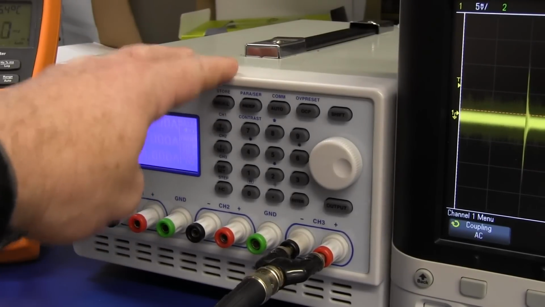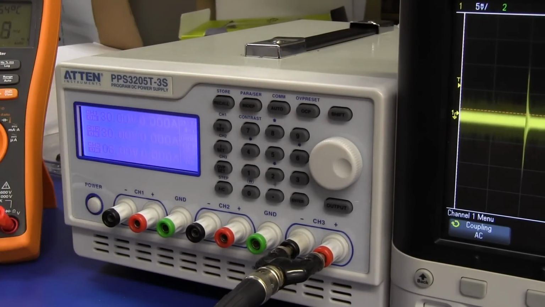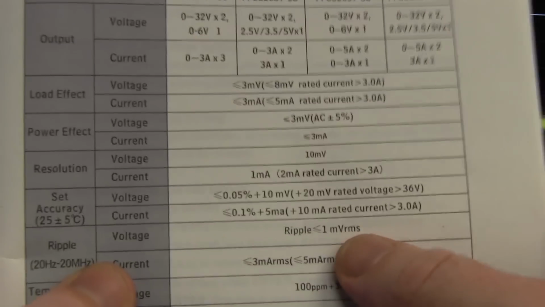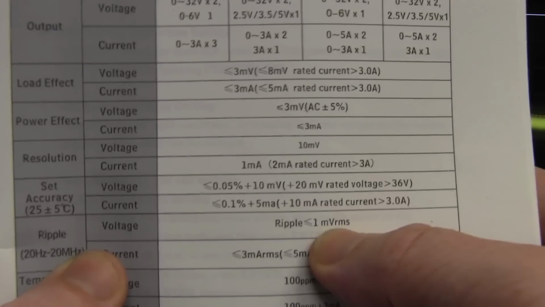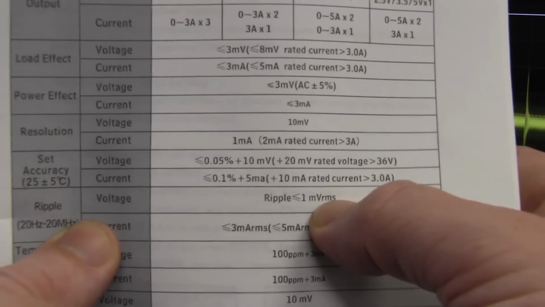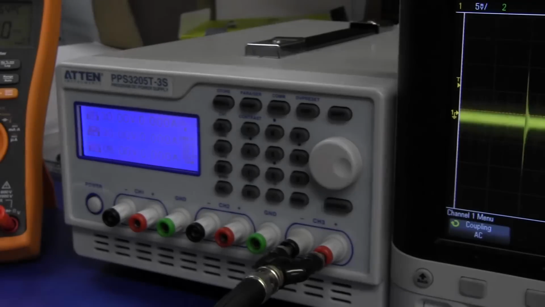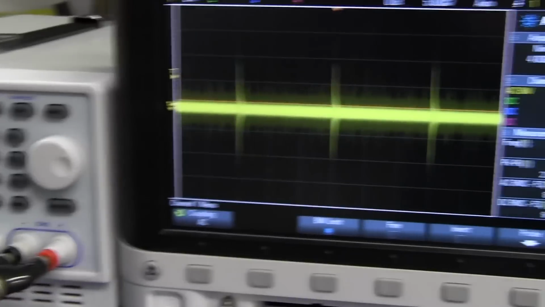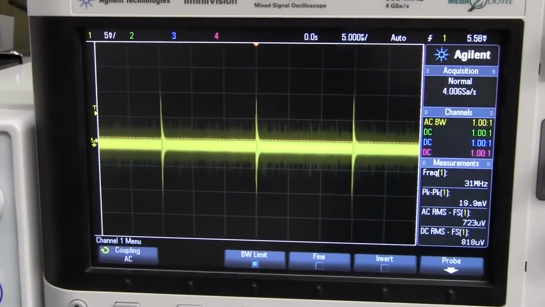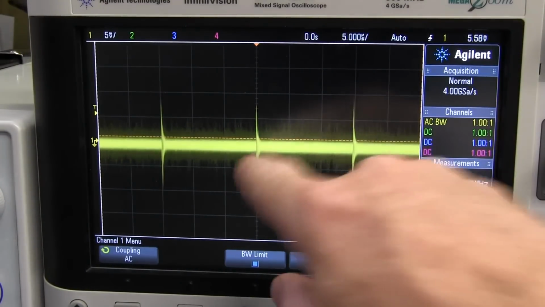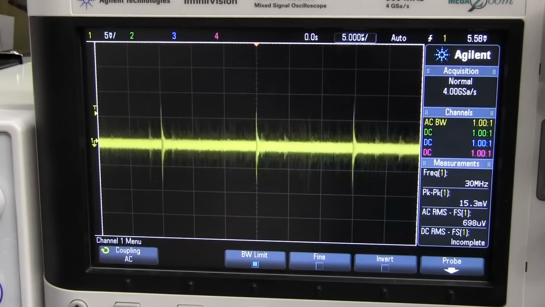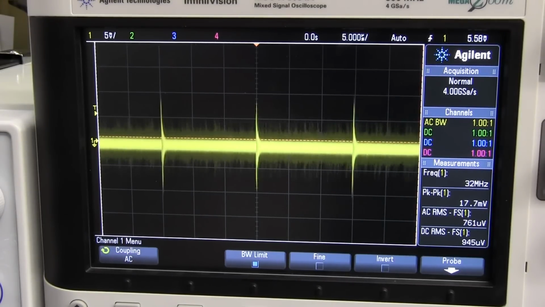This is supposed to be a linear power supply. Quite quiet, okay? Now the spec is 1 millivolt RMS, of course. There it is, 1 millivolt RMS there. Now RMS is the key. It doesn't tell you anything about peak to peak, but you look at this and you go, well, why are we getting this switching effect here? This is not a switching power supply. So where's it coming from?